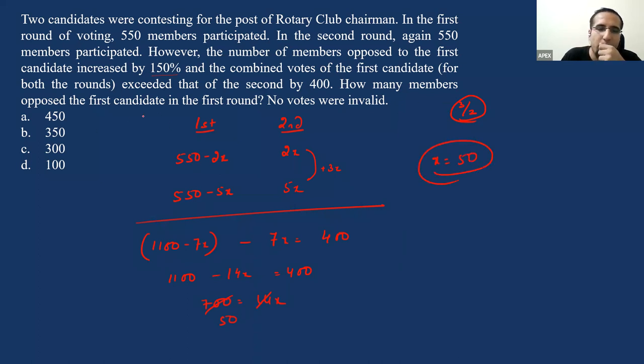Now, how many members oppose the first candidate? Opposing the first candidate means in favor of the second candidate, right? So that becomes 2x, which is 2 into 50, which is going to be equal to 100, guys. So therefore, the answer for this question becomes 100.